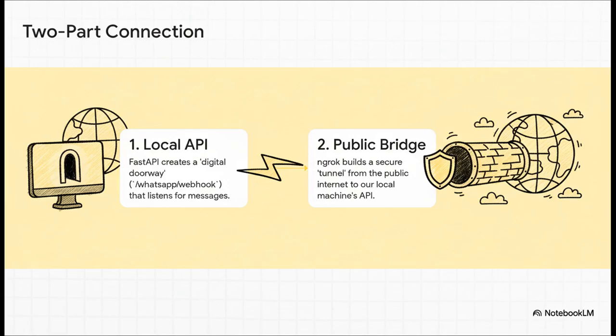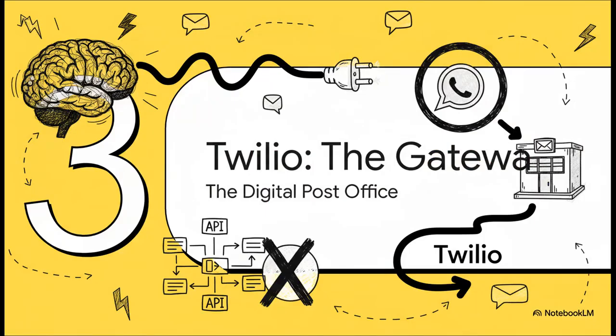LangGraph is an amazing service that builds a secure tunnel from the public internet directly to that private doorway, letting messages from the outside safely reach our code. All right, we've connected our brain to the internet, but we still haven't actually connected it to WhatsApp itself. And you can't just plug an API into WhatsApp. It's a closed system. That's where the final piece of this whole communication puzzle comes in, a service called Twilio.